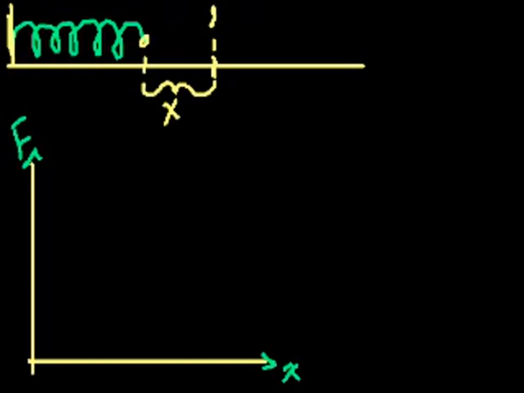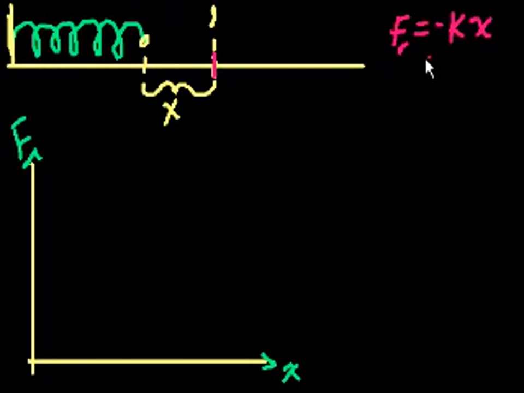Well, this was its natural state, right? And Hooke's law told us that the restorative force, I'll write a little r down here, the restorative force is equal to negative k, where k is the spring constant, times the displacement, right? That's the restorative force. So that's the force that the spring applies to whoever's pushing on it.